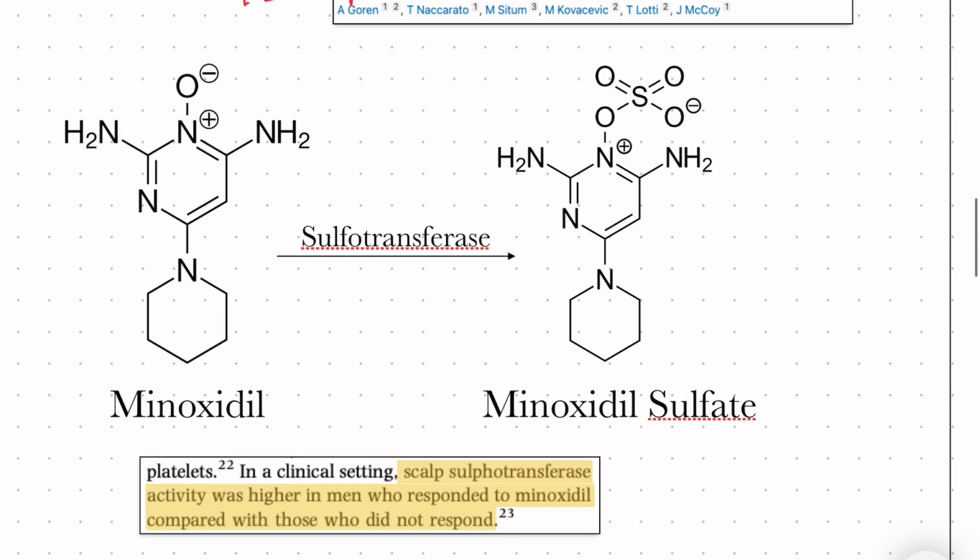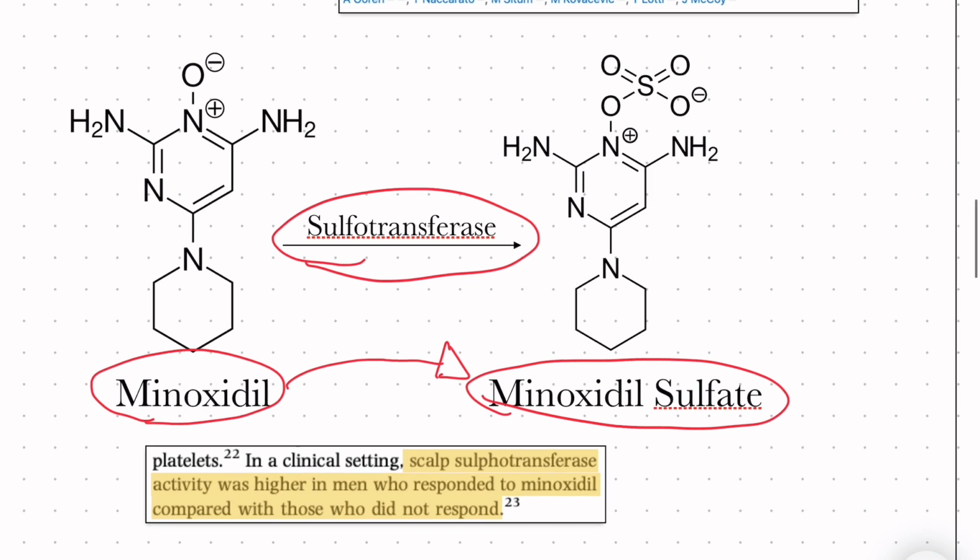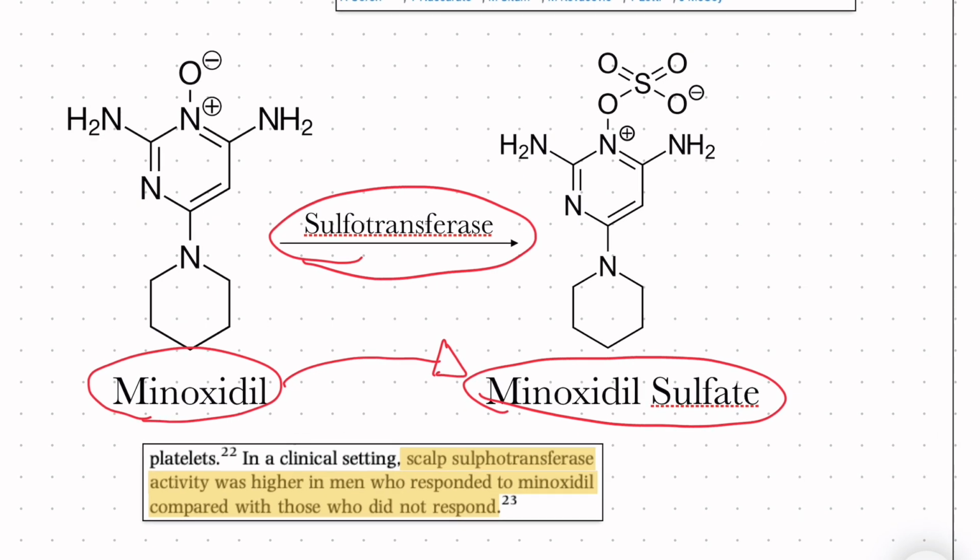So it's worth mentioning that minoxidil gets converted into its active form, minoxidil sulfate, via sulfation by the sulfotransferase enzyme. The main difference between minoxidil and its active form, minoxidil sulfate, from a molecular standpoint being the SO4 group here on the top of the molecule.